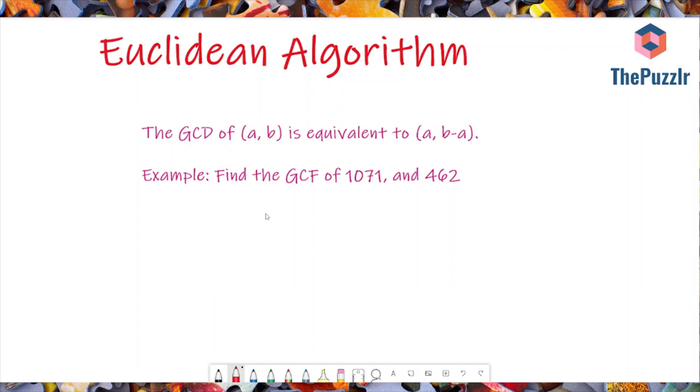So here, to find the GCF of 1071 and 462, we can subtract 462 from 1071. So 1071 minus 462, that gives us 11 minus 2. 11 minus 2 is 9. 7 minus 6 minus 1 is 0. 609. 609 minus 462 again is 7 and then 14. So 147. So our new problem is find the GCF of 147 and 462.